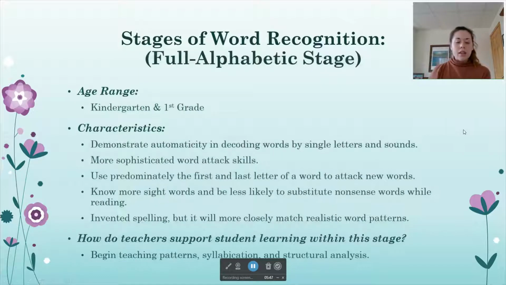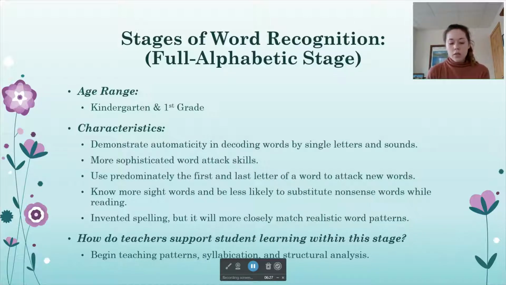All right, and then the next phase is the full alphabetic stage, right? We're getting even further. So this is between the ages of kindergarten and first grade. You're getting older, getting more aware of what words are all about, what sounds, and what each letter is, right? So as students become more proficient at identifying single letters and sounds, their word attack skills become more sophisticated. So during the full alphabetic phase of decoding, students demonstrate automaticity in decoding words by single letter sounds. So the first and last letter of a word are predominantly used to attack new words.